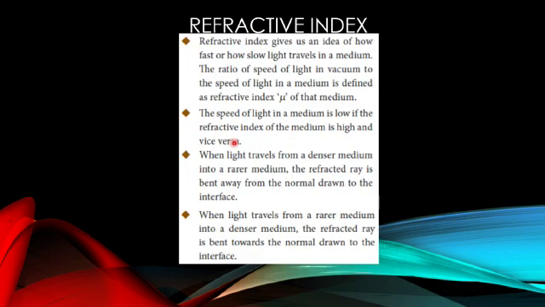When light travels from a denser medium to a rarer medium, that is glass to air, then the refracted ray is bent away from the normal. Here, the angle of refraction is greater than the angle of incidence. When light travels from a rarer medium to a denser medium, that is air to glass, then the refracted ray bends towards the normal. Here, the angle of incidence is greater than the angle of refraction.